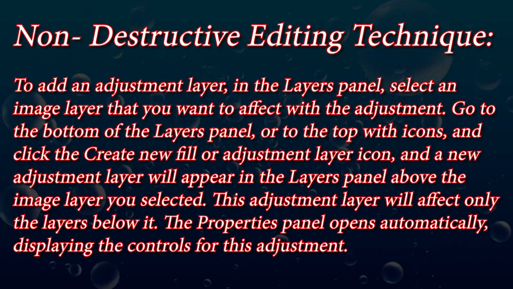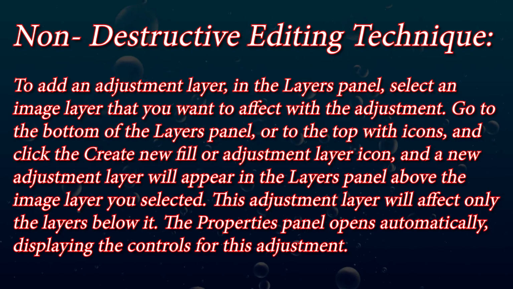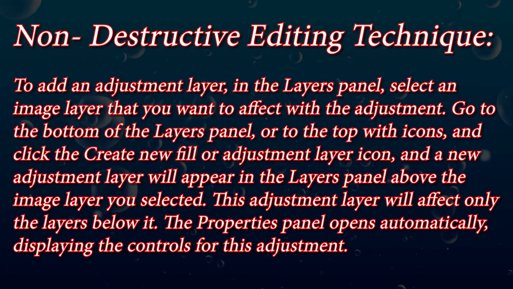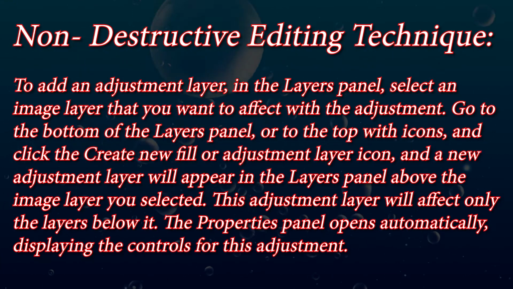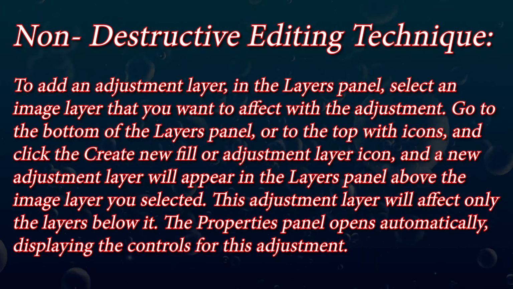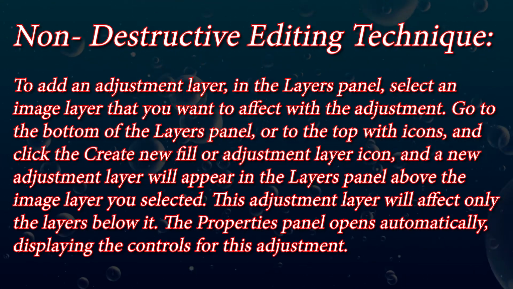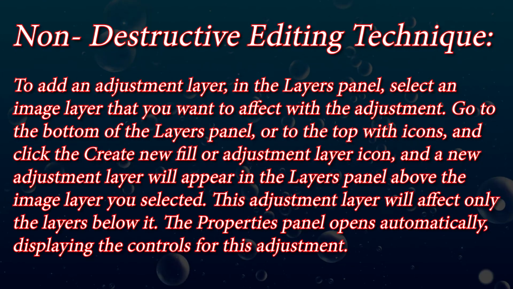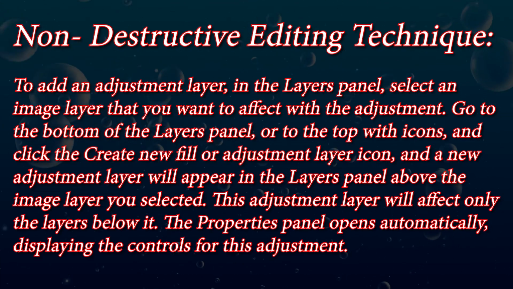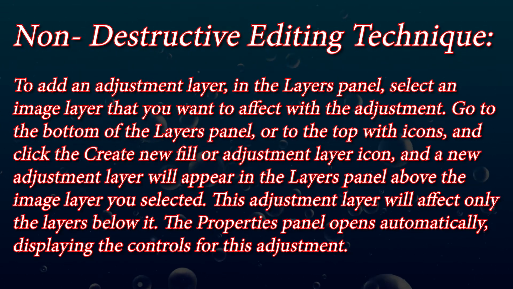To perform the same tasks, but to add an adjustment layer, in the Layers panel, you just select an image layer that you want to affect with the adjustment, and you can go to the bottom of the Layers panel or to the top where the icons are and choose the brightness and contrast adjustment layer. A new adjustment layer will appear in the layers panel above the image layer you selected. This adjustment layer will only affect the layers below it. The properties panel opens automatically, displaying the controls for this adjustment.